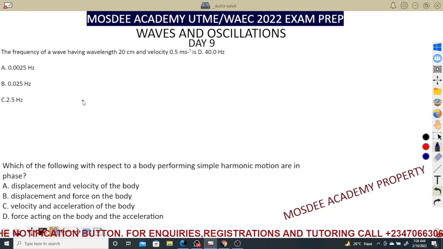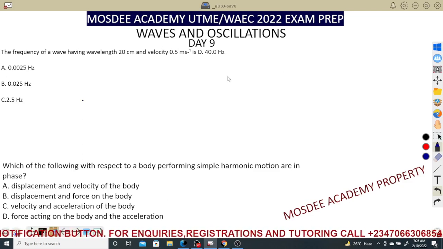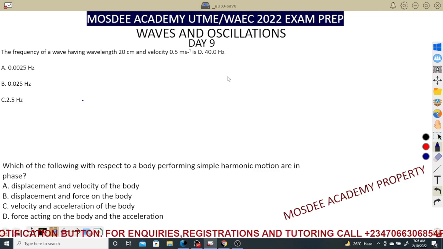And today we are now on the checklist of waves and oscillation. We are going to be looking into 10 questions as usual. This is a very wide topic, so we are still going to do sound wave and light and other things. Now we are doing waves and oscillation, which include some part of simple harmonic waves as well as some parts of simple harmonic motion.